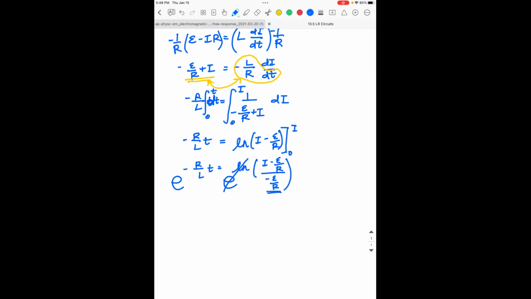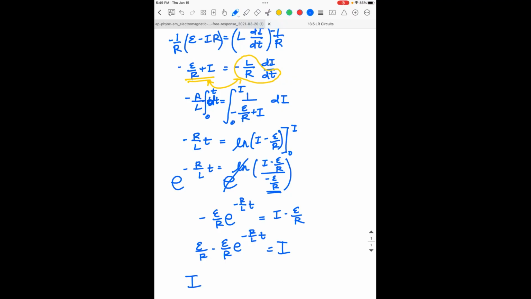This denominator, I'm going to multiply to the left side right off the bat. So I get negative EMF over R times e to the negative R over L t. And on the right side, I have I minus EMF over R. Then I add that to the other side, and I get EMF over R minus EMF over R e to the negative R over L t is equal to I.